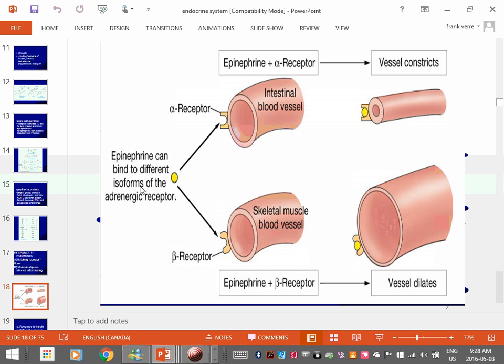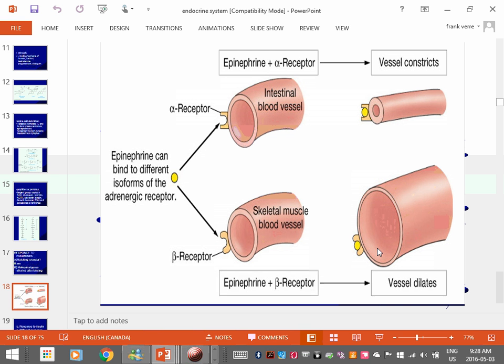So, does every cell respond to adrenaline? The answer is no. Only the ones that have receptors. But does every cell respond the same way? And the answer is no. Because you can see in this picture that this blood vessel has a receptor, so it will respond to adrenaline, but when it responds, it constricts. This one dilates. Why?